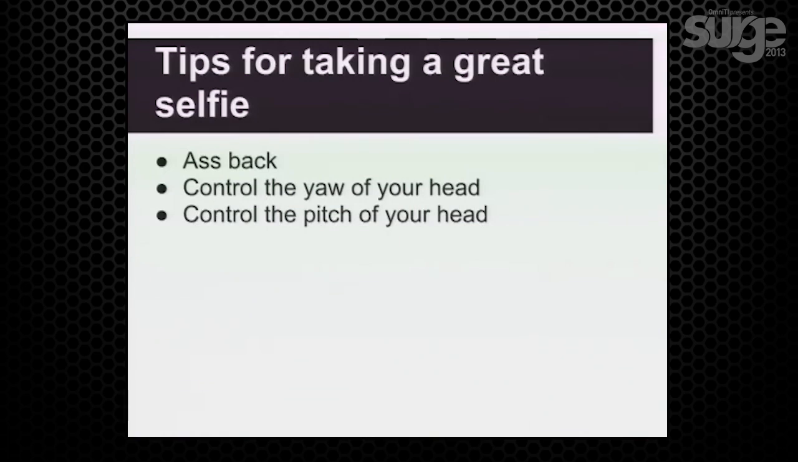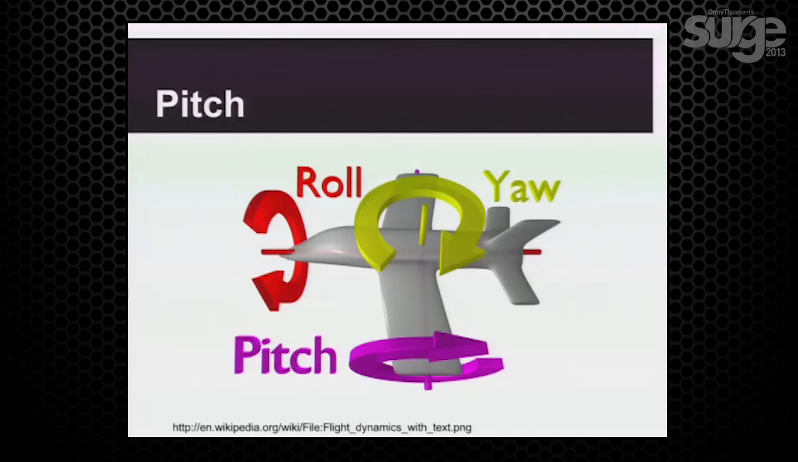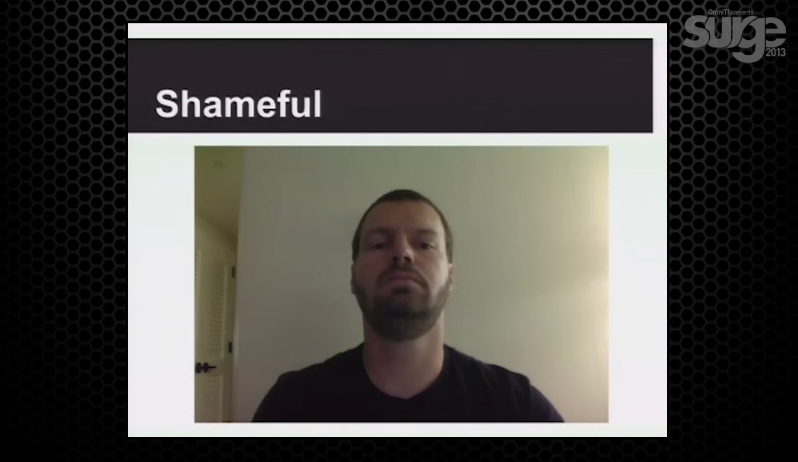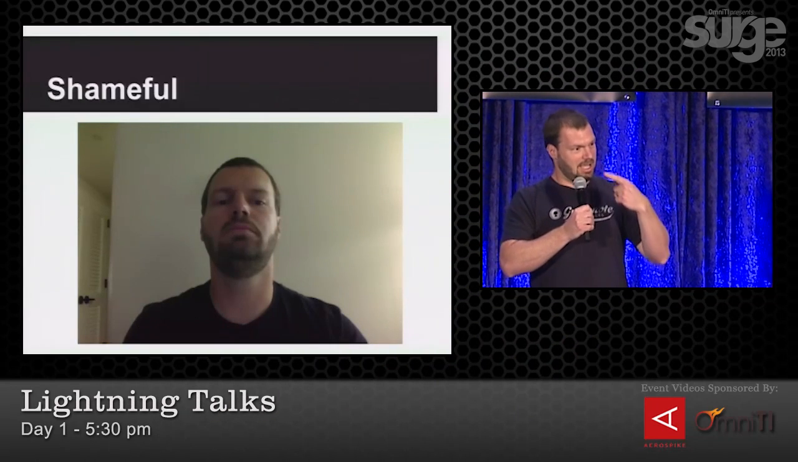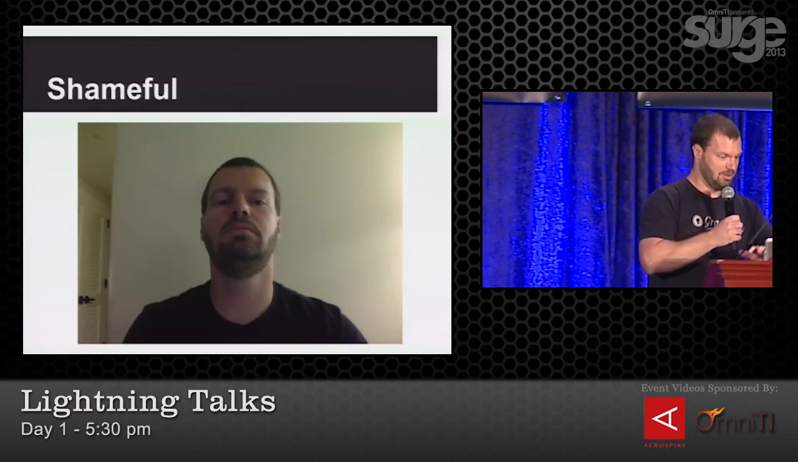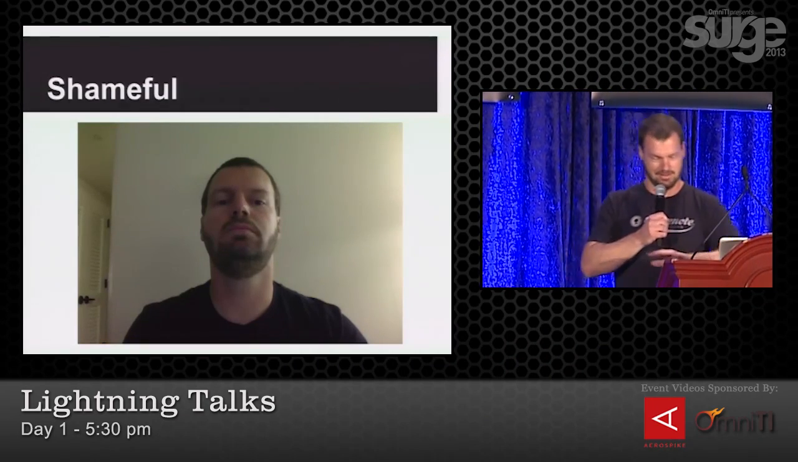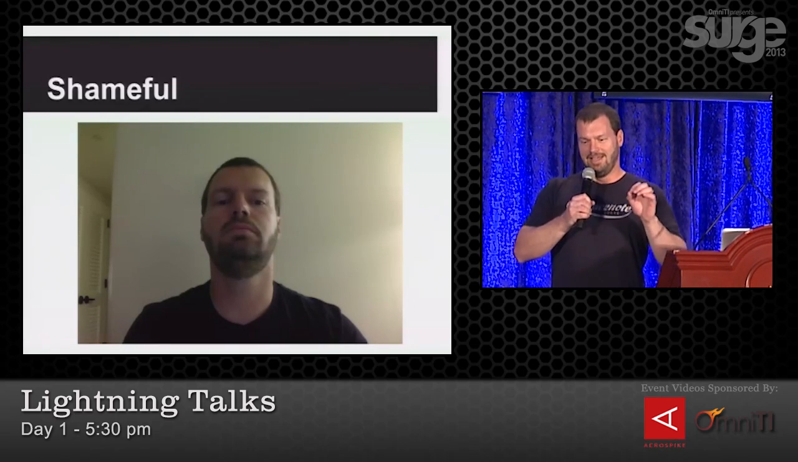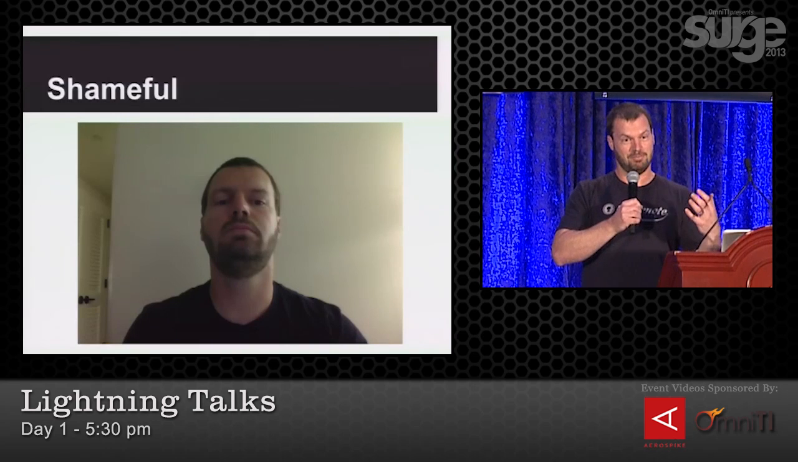Number 3 tip, control the pitch of your head. Now, yaw is left to right. Pitch is up and down, like nodding. Now, what you don't want to do is ever give your chin to the camera. If you do this, there's a couple of problems. Number 1, it makes your head look fat. Number 2, if you happen to have any bats in the cave, they become exposed to the camera. Nobody wants to see that. Don't do it. Instead of this, combining pitch and yaw, you do this. And now, you're beautiful and playful.